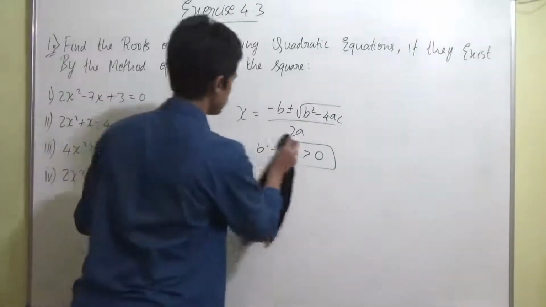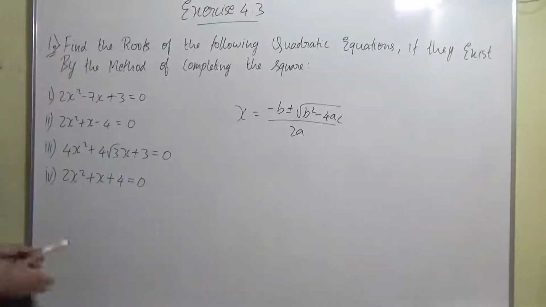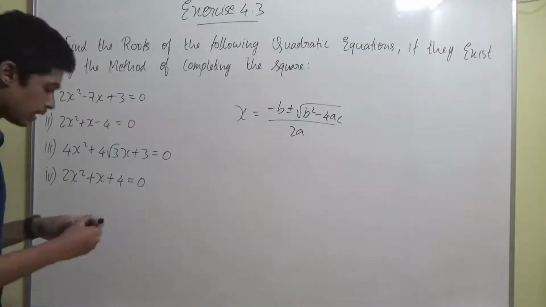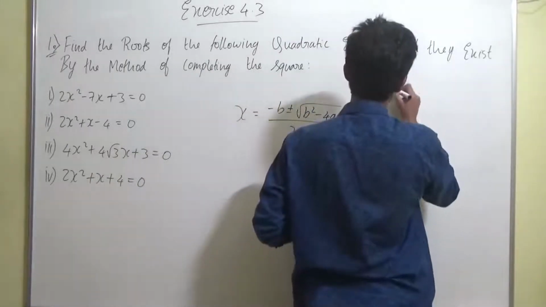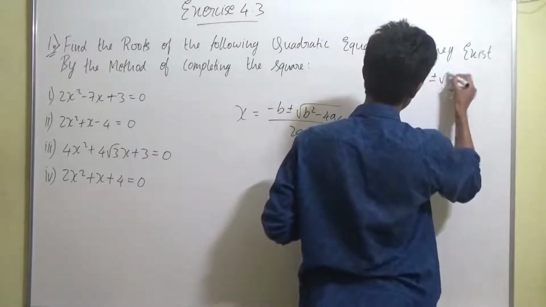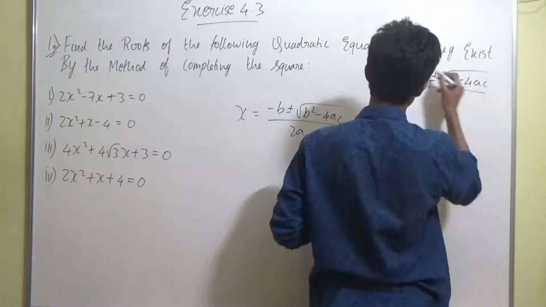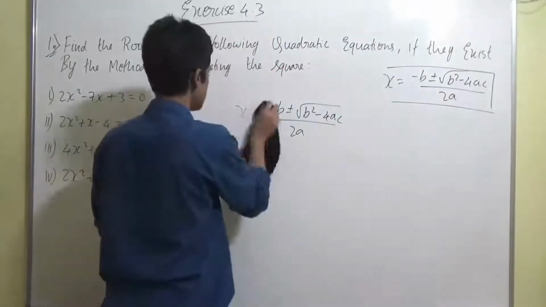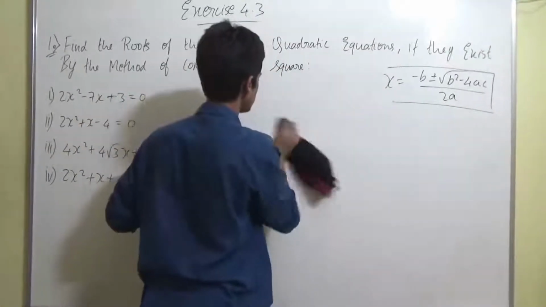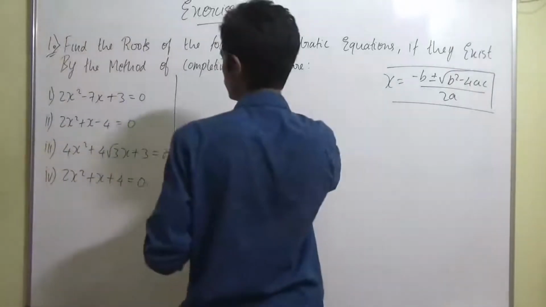So let this formula be here. First let's check for all four equations. I'll do one thing, I'll write this equation over here: minus b plus or minus root of b square minus 4ac by 2a. Done. So I'll put this here. Here let's use this space for solving these questions. I'll draw a line here. Now we'll go to the first sub question.